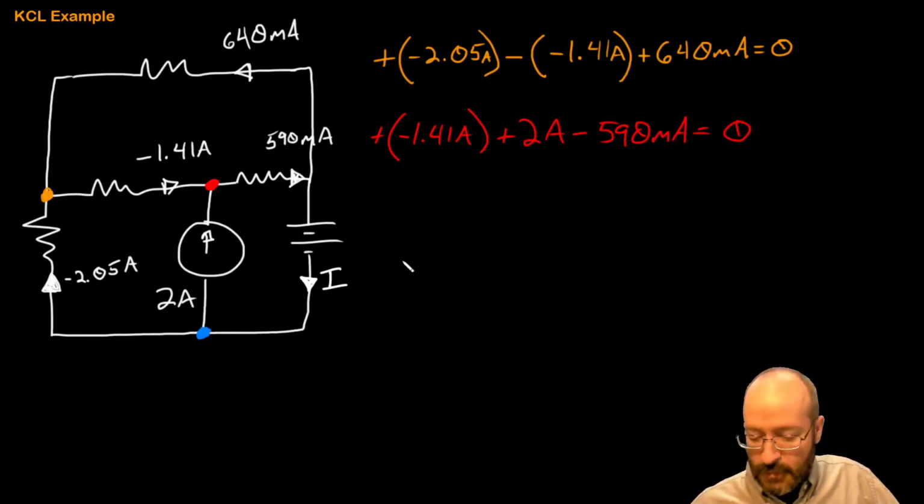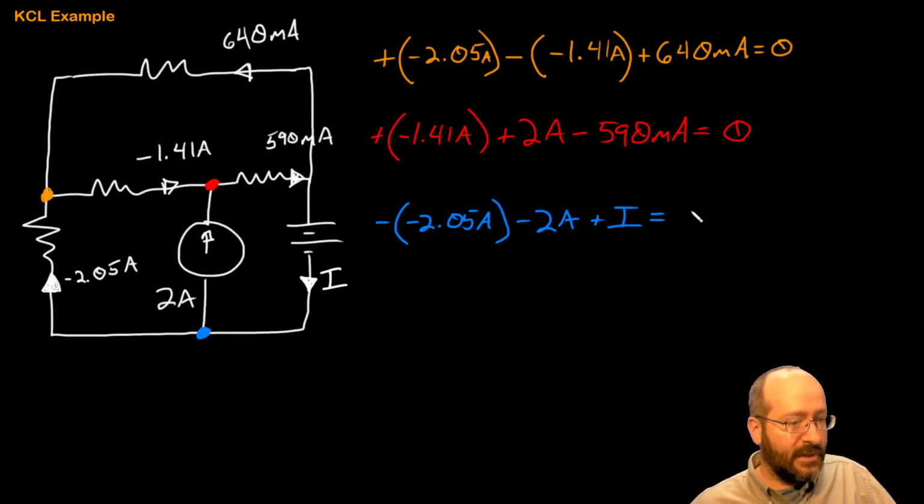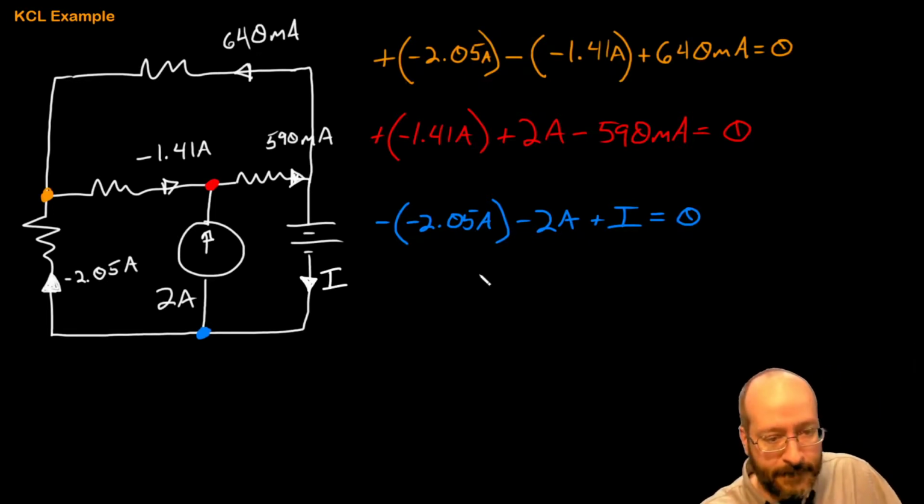Okay, so let's see. This current is leaving the blue node, so it's minus, and it's negative 2.05 amps. This current's leaving the blue node, and it's 2 amps. And then this current's entering, so it's plus. And we don't know what it is, so it's just I. Those are all 3 things, so Kirchhoff's current law tells us that it needs to be equal to 0. So we solve for I.